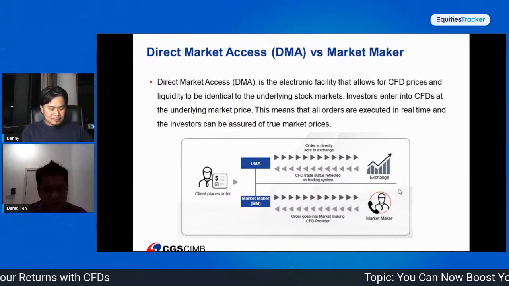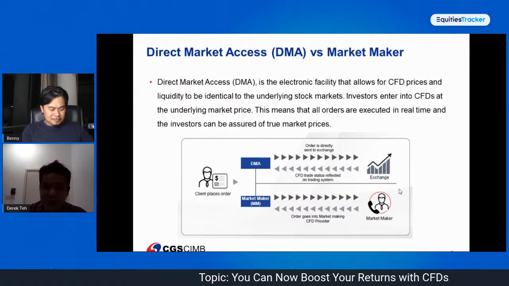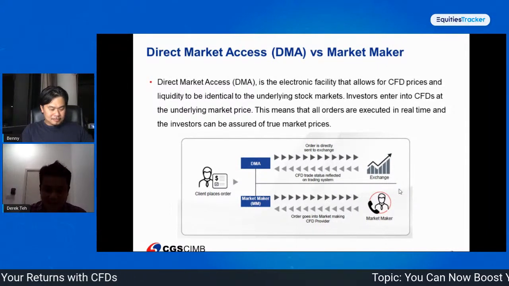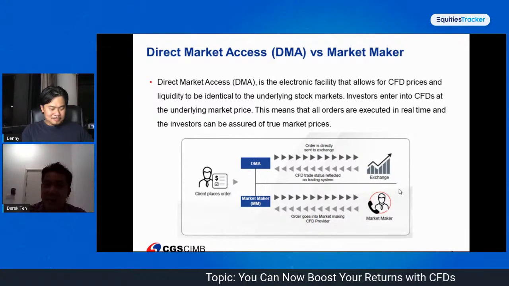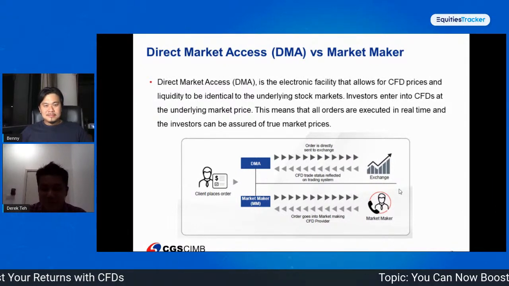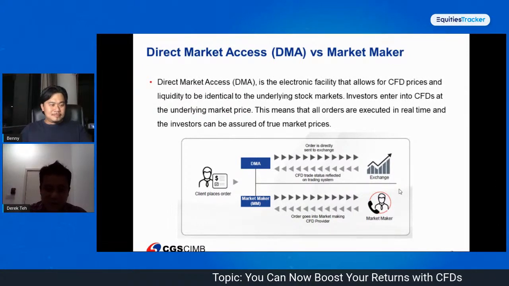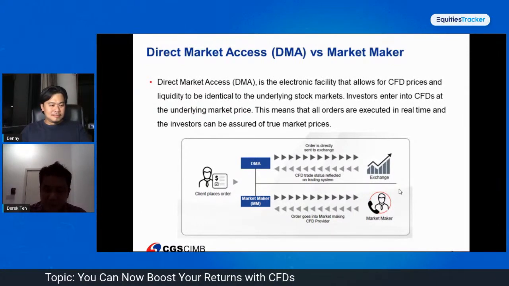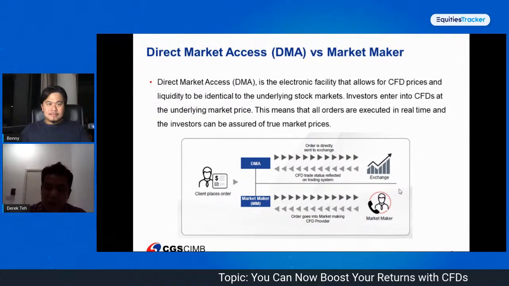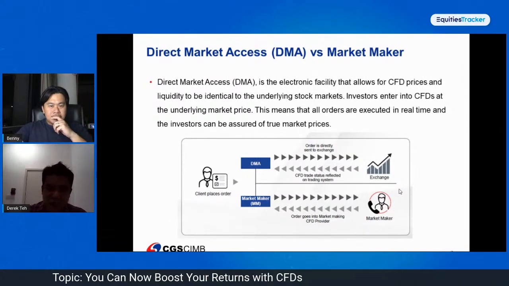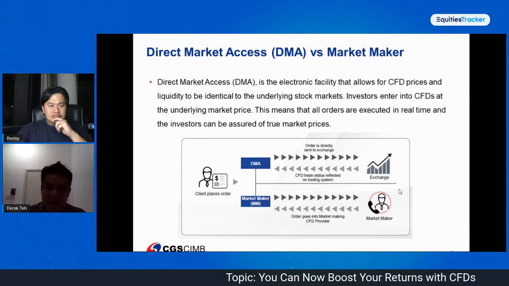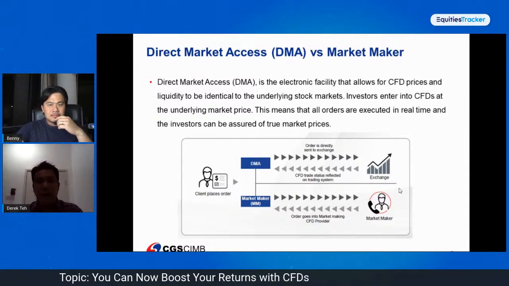Okay, our company, CGS-CIMB Futures, actually we adopt the direct market access DMA approach in the offering of CFD to all our clients. What do you mean by DMA? Actually, DMA is the electronic facilities that allow CFD prices and liquidity to be identical to the underlying stock market. For example, when a client places a buy or sell share CFD order to CGS-CIMB Futures, a corresponding order will be directly sent to the exchange of the underlying shares. This means that all orders are executed in real time and clients can be assured of true market prices.